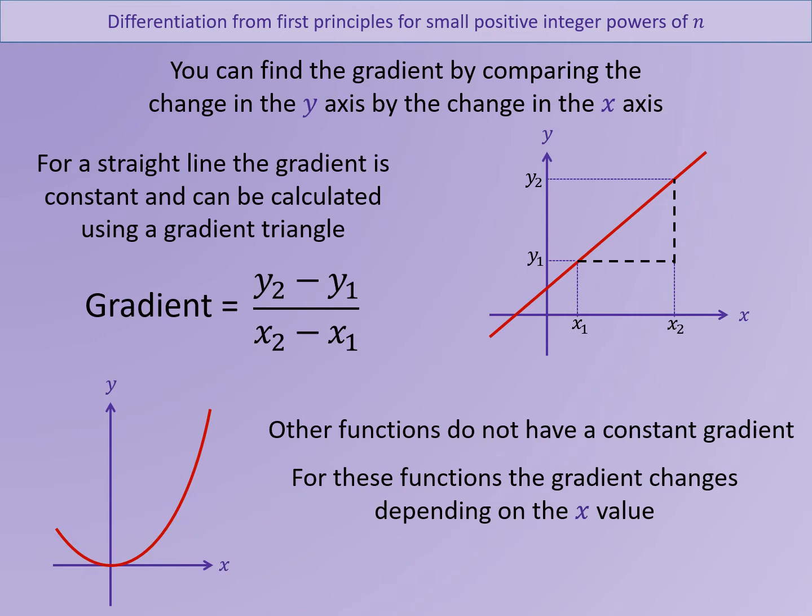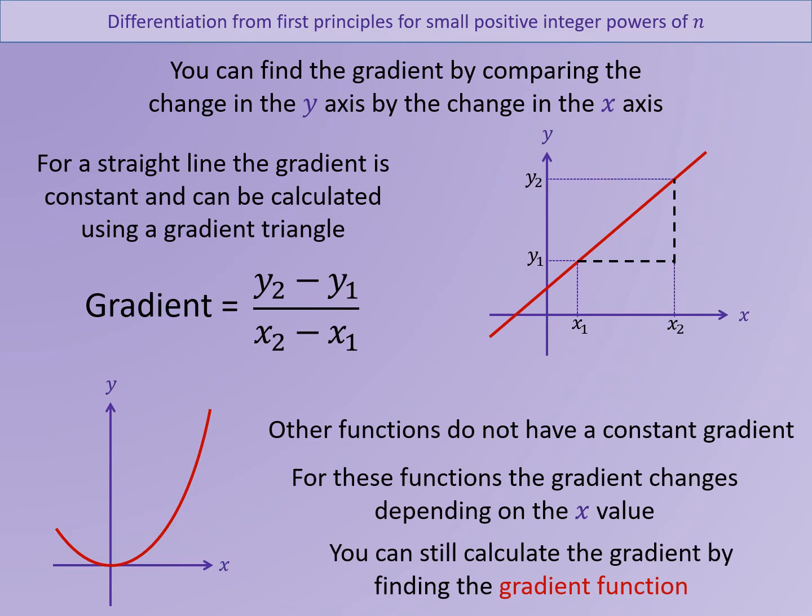So the gradient is not just a single value like it would be on the straight line. The curve indicates that the gradient is going to change depending on whereabouts on the curve we choose to look. But we can still calculate the gradient by finding what is called the gradient function. Now later on the course, after this presentation, we're going to be looking at how to do that quickly and efficiently. But in this presentation, we're learning why that method works.